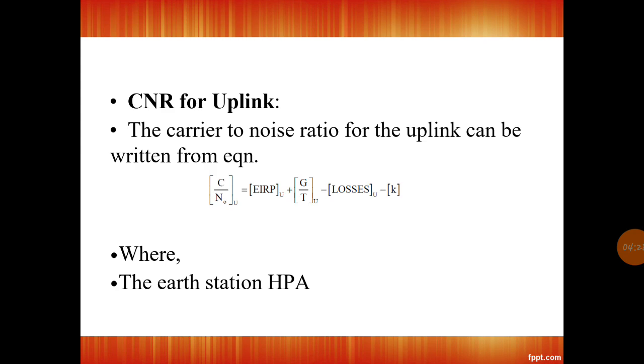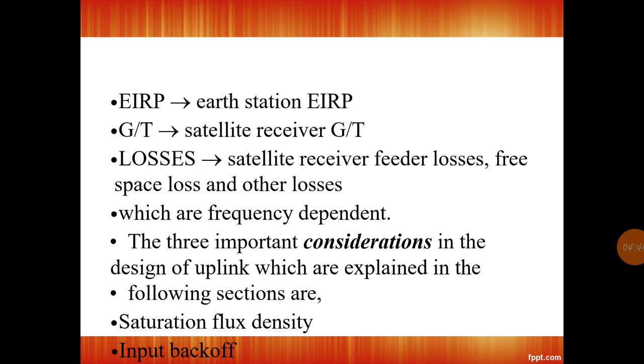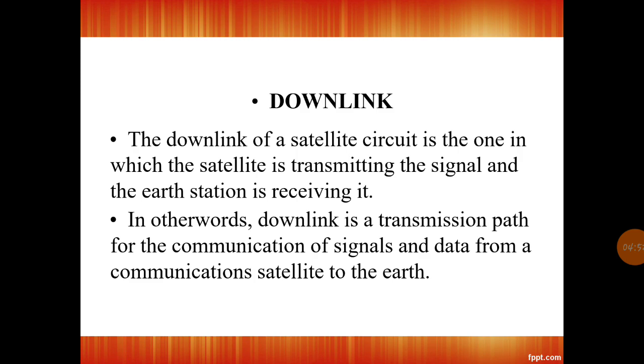The uplink CNR, where CNR stands for carrier to noise ratio, is equal to EIRP plus G by T minus losses, where the earth station is represented as the array. The EIRP is the earth station's EIRP, G by T is of the satellite receiver, and the losses are considered, and the uplink parameters are calculated.